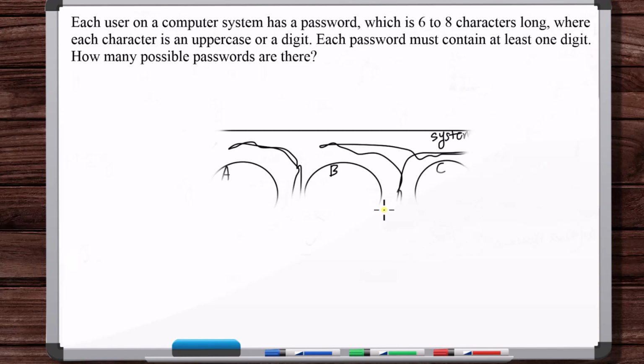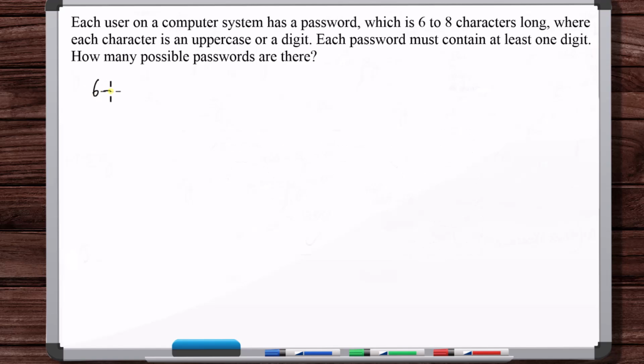Okay, the 6 character passwords. We have 6 slots, and each slot could be filled, it's permutations with repetition: 1, 2, 3, 4, 5, 6. You're picking from 10 digits from 0 to 9, and 26 letters. So you're picking from 36. But it's permutation with repetition, so it's just 36 to the 6th power. Now, we want to subtract out. We could do this at the last step, or we could do it here. It doesn't matter. Yeah, let's do it.